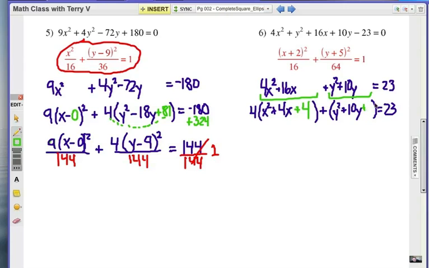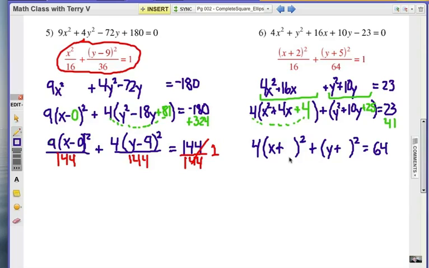All right, now a common place for a mistake is to balance out the equation. We didn't just add 4 and 25, we added 16 and 25. Okay, 16 and 25 is going to be 41. So make sure we add 41 to each side total. Factoring out our trinomials will give us x plus 2 in this group and y plus 5 in this group.